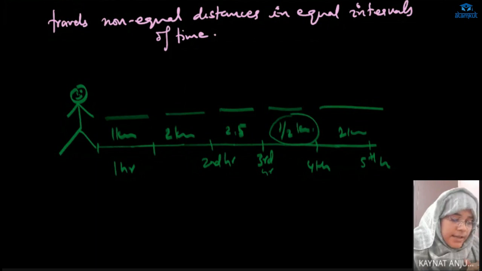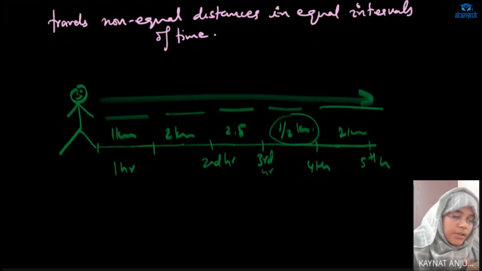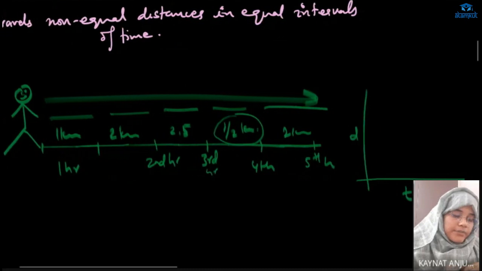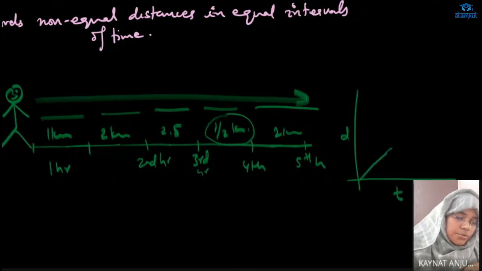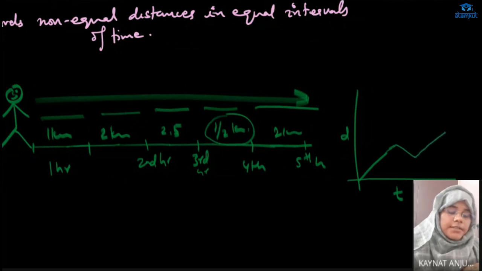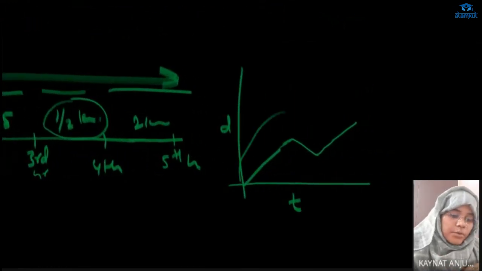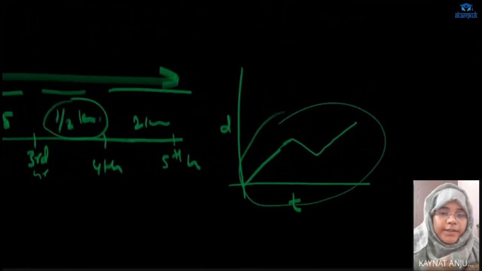The distance is going up and down. So its uniformity will get destroyed here. If you draw a graph, then it will be like this: 1, 2, 2.5, and then half a kilometer, and then 2 kilometers. 1 kilometer means it will be like this. So the uniformity of the motion has got destroyed in it.